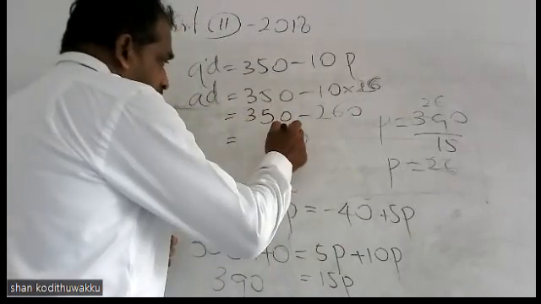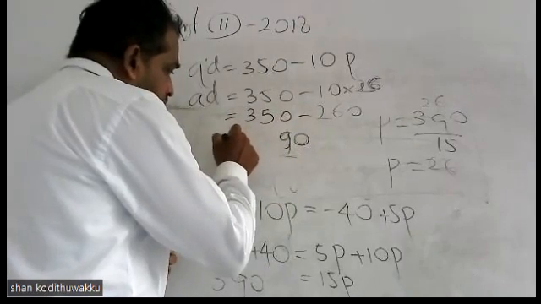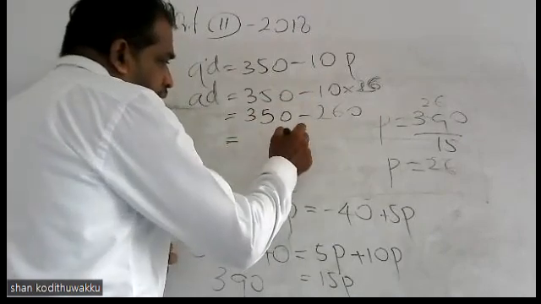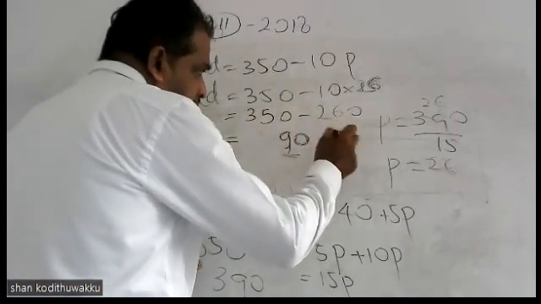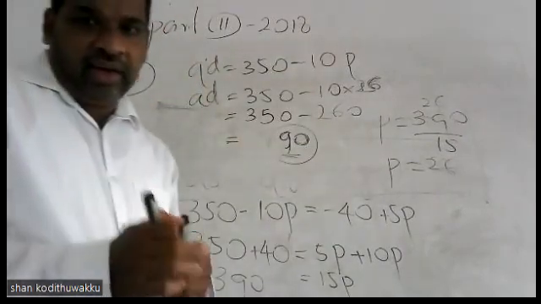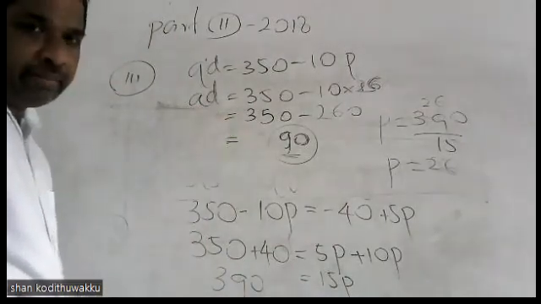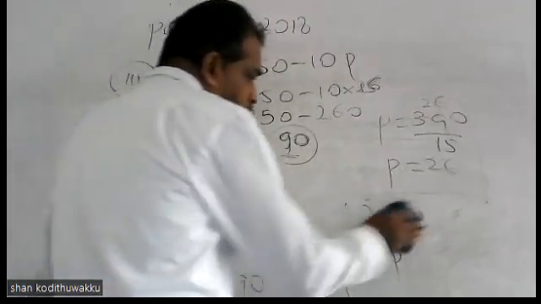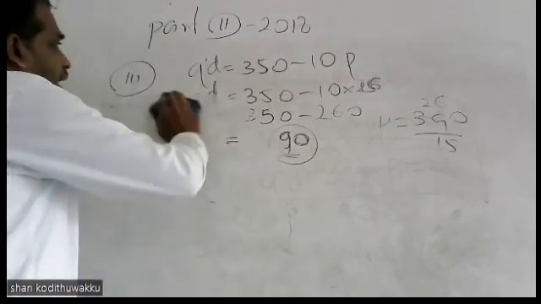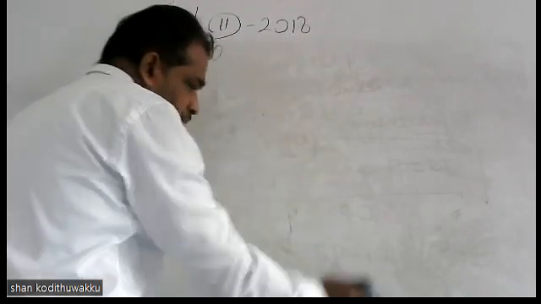At the equilibrium, QS equals QD, therefore the quantity demanded at the equilibrium is 90 metric tons, and the quantity supplied is also 90 metric tons. Right, that is the answer for part three. Equilibrium price 26 and equilibrium quantity 90 metric tons. We have got the answers for parts one, two and three. Now we are going to discuss part four.